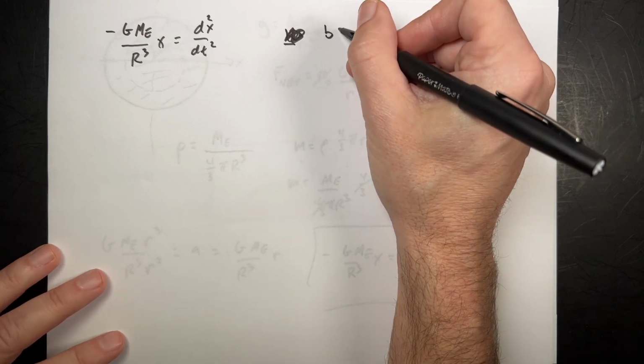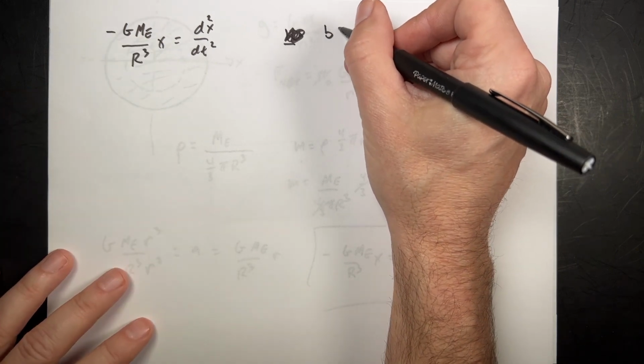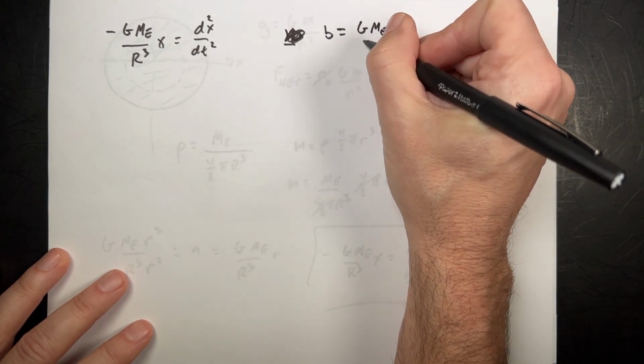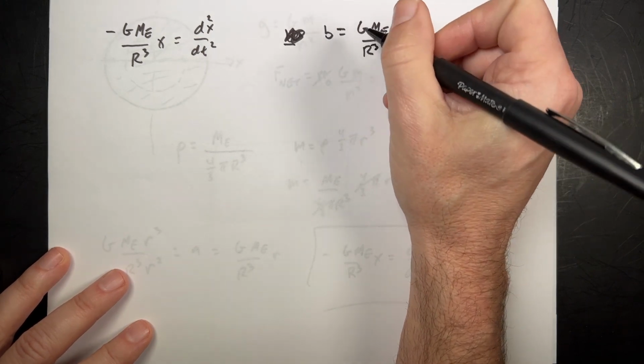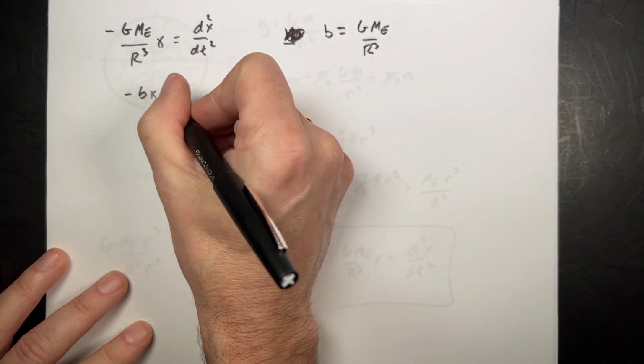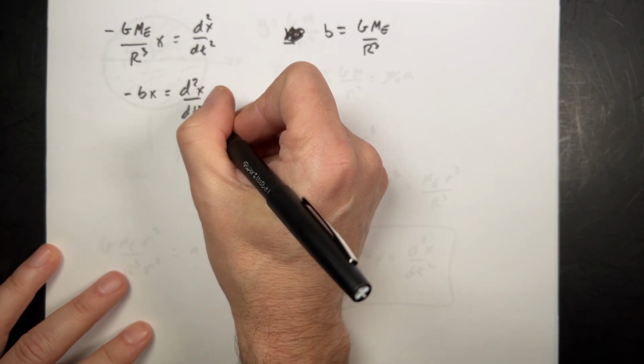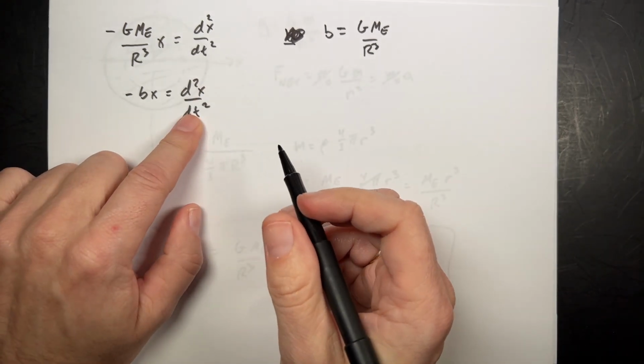I was going to make it a spring constant, but that's not the spring constant. So b is equal to, this is a constant, negative G M_E over R cubed. That way I don't have to write it down. So now I have negative b x is the derivative with respect to time twice of x.